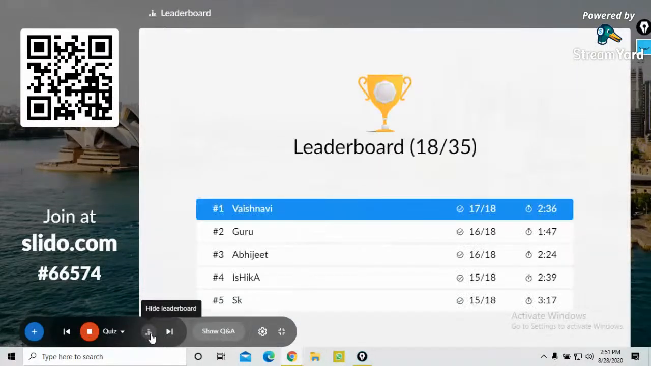Okay. We have Vaishnavi, Guru, Abhijit, Ishika and SK on the screen. Two 10th standard students, all my students are on the leaderboard, right from Vaishnavi to SK. The 5 students, my own students. Yes, next question on the screen.